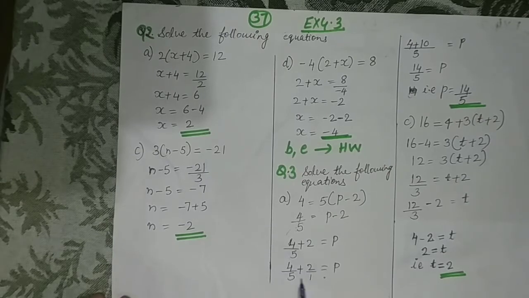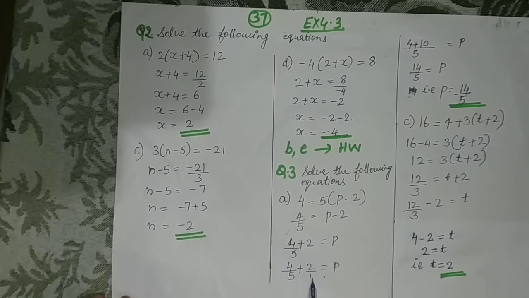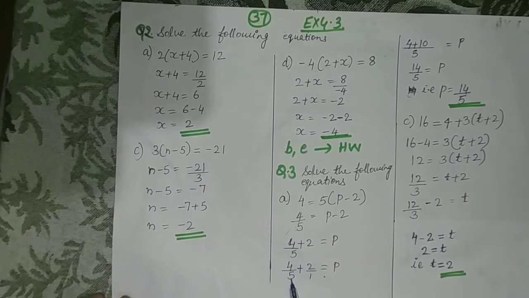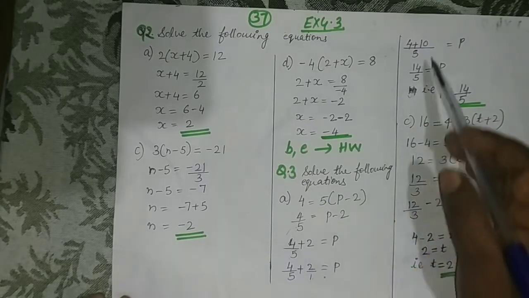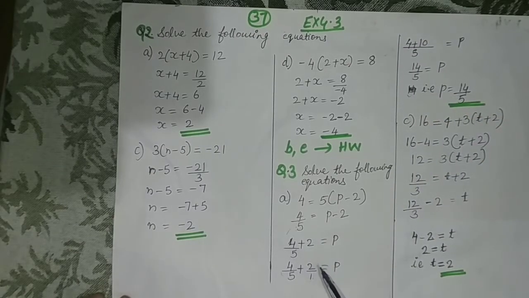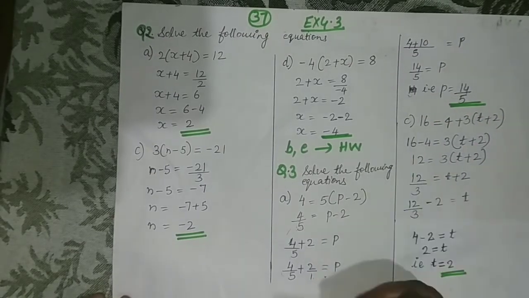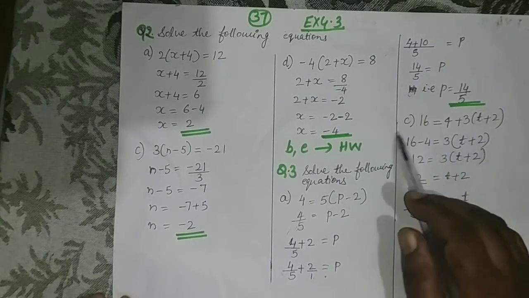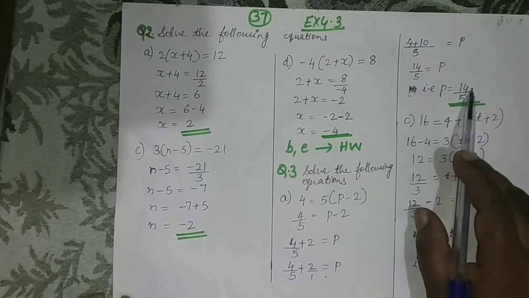Here you see they are unlike fractions. We have to make them like fractions. That means make the denominator same by taking LCM. 5 and 1's LCM is 5. First fraction is as it is because the denominator is 5. Now the second fraction. 5 divided by 1 is 5. 5 into 2 is 10. So you are getting 10 upon 5. You have learned this in 6th standard, how to add unlike fractions by taking LCM. 4 plus 10 is 14. So 14 by 5 is the value of P. That means P is equal to 14 by 5.